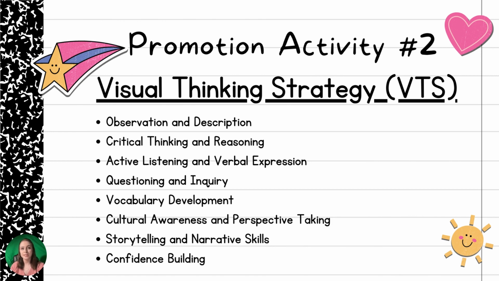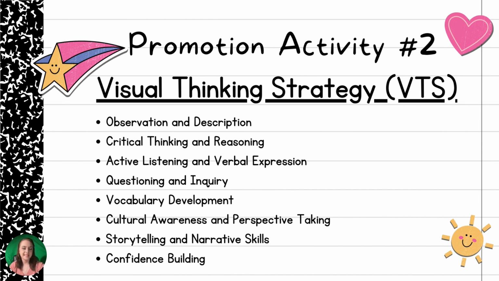Observation and description. VTS prompts children to observe and describe the visual elements in the artwork. So they're using their descriptive language to discuss what they see, including colors, shapes, objects, and people. This enhances their vocabulary and ability to articulate their observations.